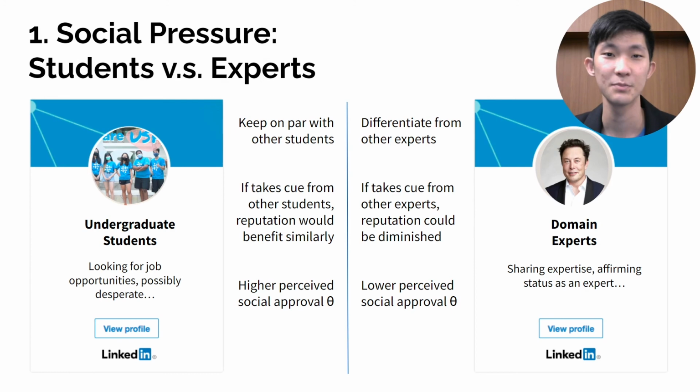Firstly, students and experts are affected by social pressure to different extents. Students tend to keep up with each other by observing post trends as they estimate their payoffs to be similar. Hence, they perceive their social approval to be higher and are more likely to be affected by social pressure. On the other hand, experts will want to differentiate themselves from other similar experts, so if one were to take cues from other experts, their reputation would be diminished since they will be less likely to be seen as the leading expert. Hence, experts have a lower perceived social approval and are less likely to be affected by social pressure.